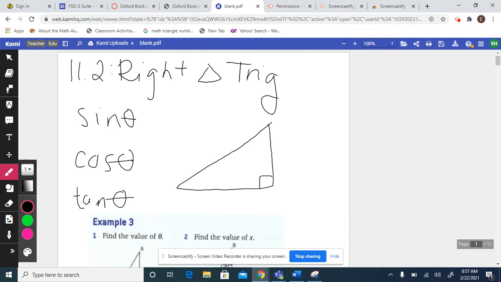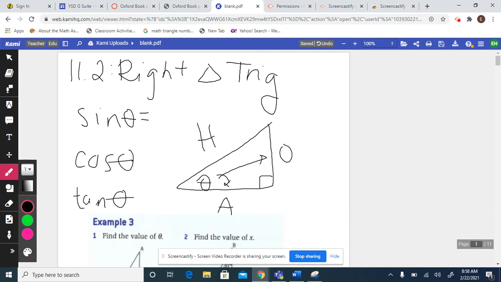So in a right triangle, you have the hypotenuse, which is across from the 90. You have what's called your reference angle theta. We're just going to put it in the bottom left corner. Opposite would be straight across, and then adjacent would be just around the corner here. So each of the trig ratios have a pair of those pieces on the triangle.